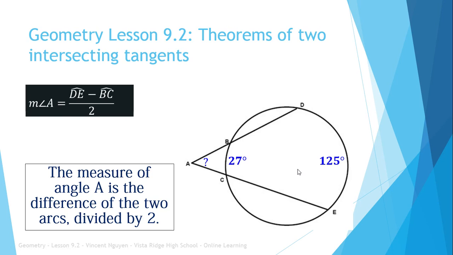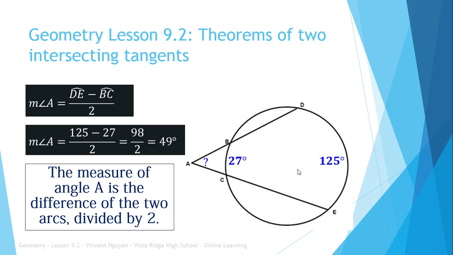So it's going to be 125 minus 27 divided by 2. You subtract first and then you divide, because the subtraction is done together on top, and then divide the difference, and you get 49 degrees. So the measure of angle A is 49 degrees.